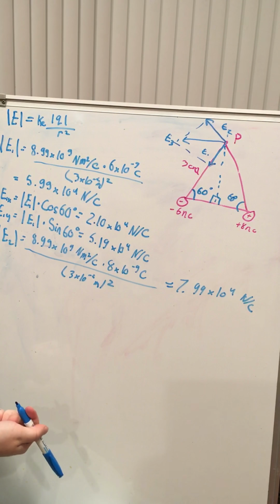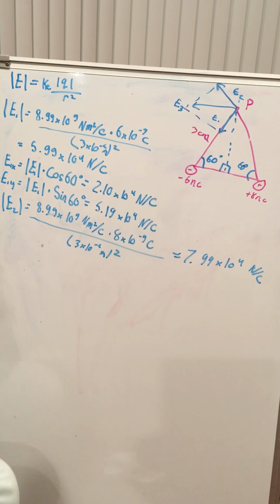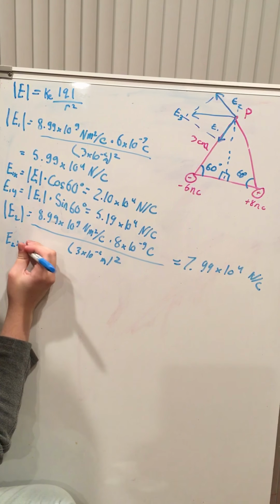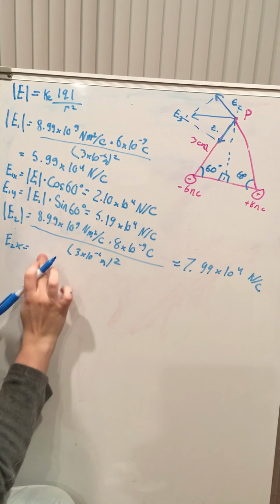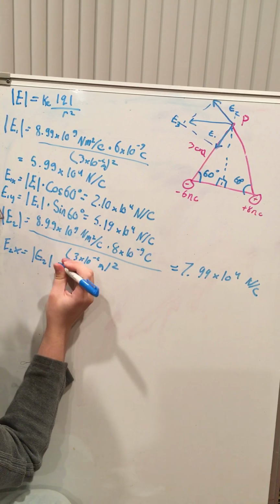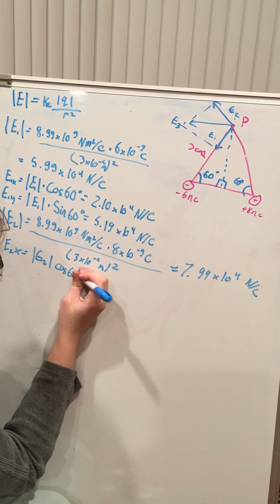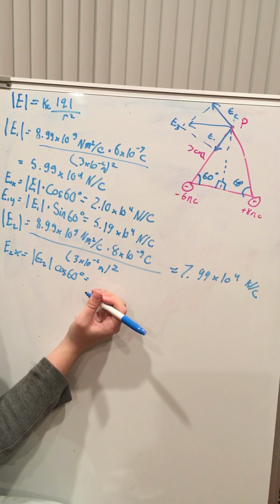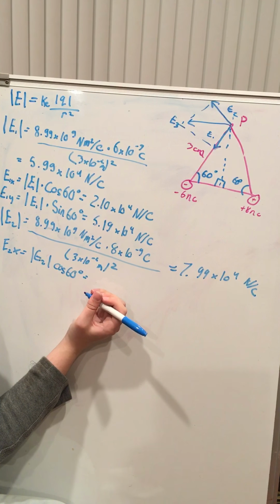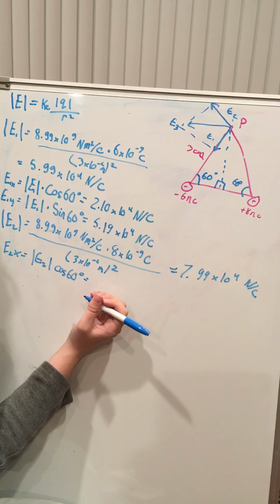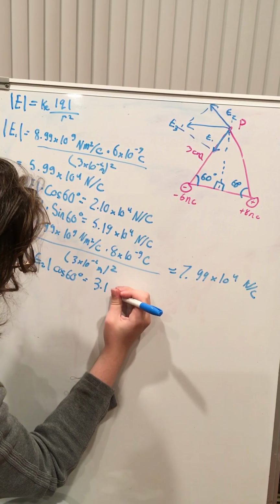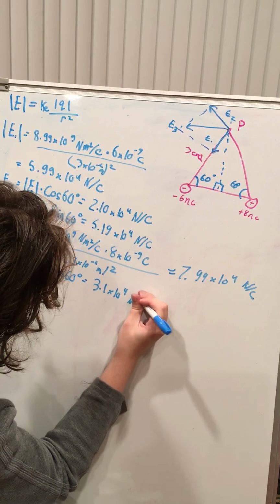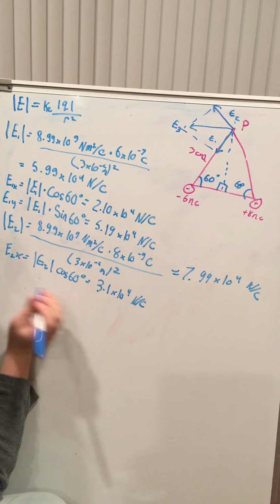Now we want to do the same thing and break it into components, and we're going to do it exactly the same way as we did for E1. We have E2x equals magnitude of E2 times cosine 60 degrees, which is equal to 3.1 times 10 to the 4 newtons per coulomb. We do the same thing with the y component.